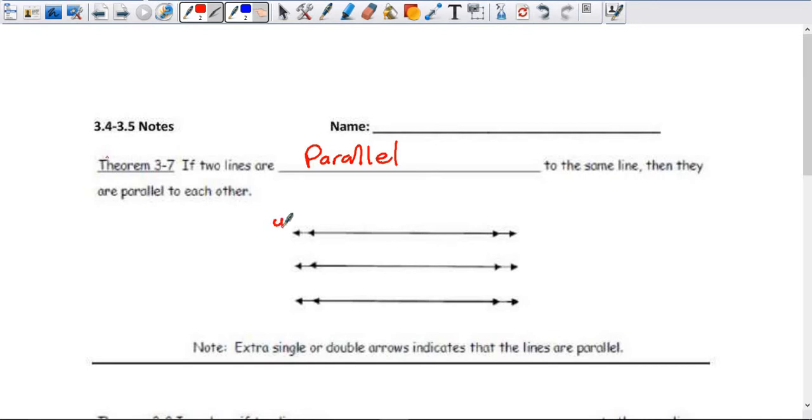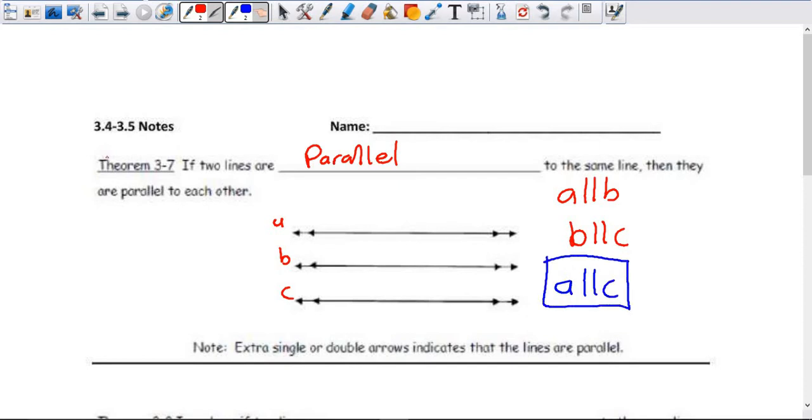So let's say we call this A, B, and C here for each line. We would know that A is parallel to B because of the markings. We would also know that B is parallel to C. Whenever that happens, we now know that A is parallel to C, and that's kind of just like your transitive property. It's just using it with parallel lines, okay?